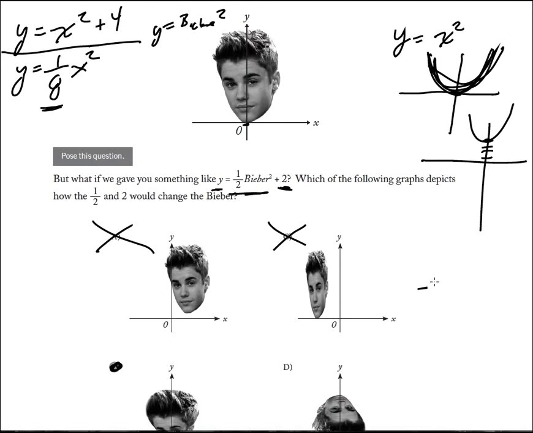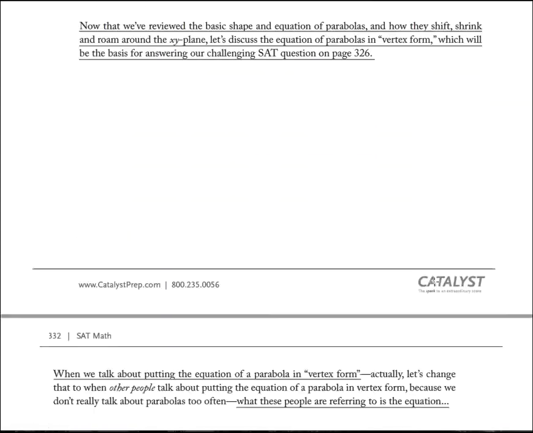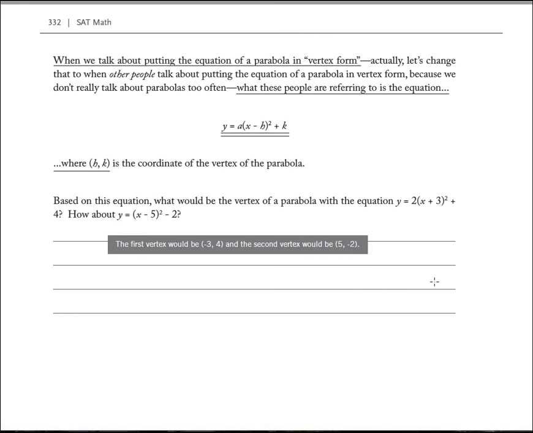Now let's talk about the other type of SAT parabola question you're going to get, which is questions that ask you about putting up an equation of a parabola in vertex form. So we talked about the equation y equals x squared, but sometimes the SAT wants to see it in this format here. The format on page, we're on page 332, guys. Yep, page 332 here. Now, the SAT doesn't give you this formula.